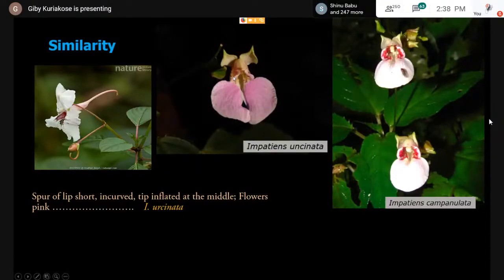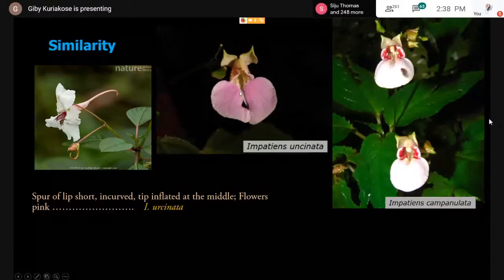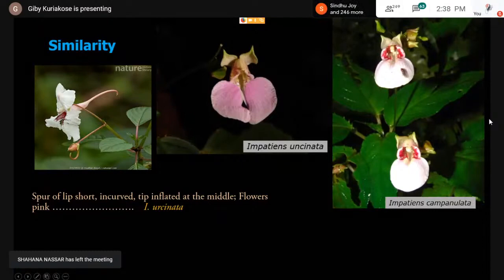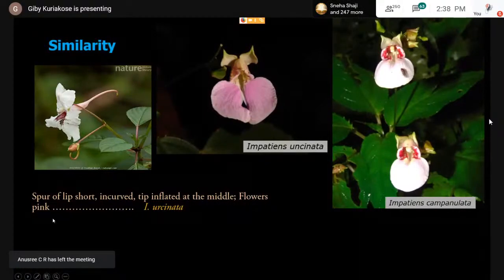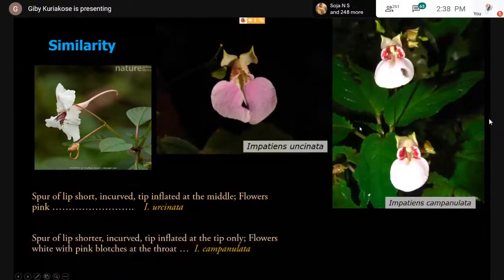Then the spur will be incurved at the tip. This is the tip region, this part, and that is incurved. Then the tip is inflated. You can see the inflated tip here also. But in this particular plant, uncinata, the inflation is at the middle. The flowers are pink. And let us see the next plant.